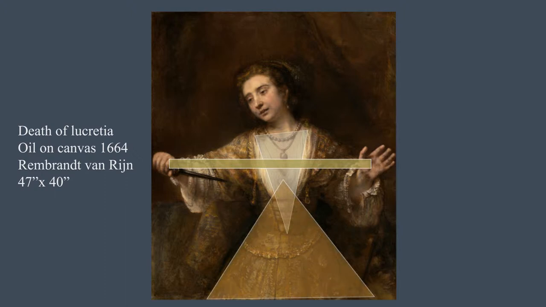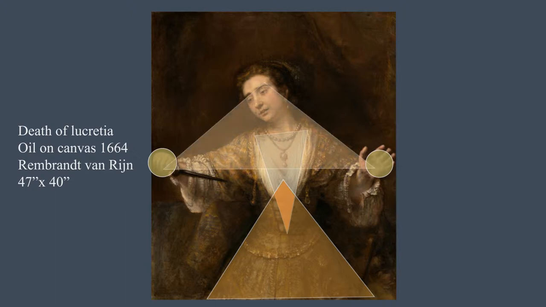This top triangle intersects with the bottom triangle. Right here where they intersect is the central part of the painting. It's where all the eye is ultimately always led, is to this point, because it's at this point where the dagger, if she so chooses, is going to plunge. The two hands and the head of a similar fleshiness causing another triangle.